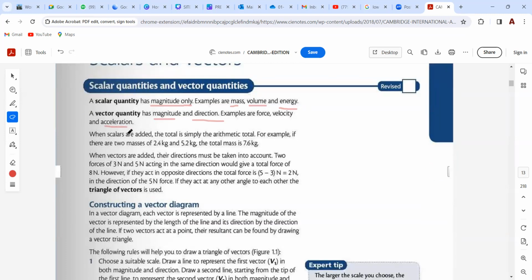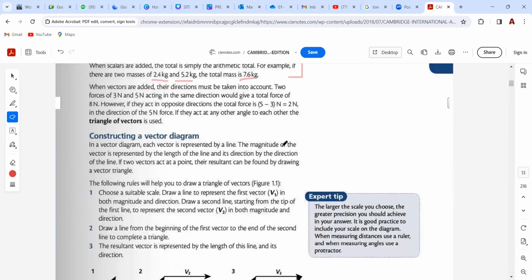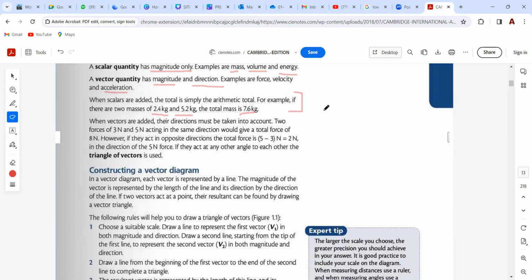Okay. When scalars are added, the total is simply the arithmetic total. For example, if there are two masses, 2.4 kg and 5.2 kg, the total is 7.6. You just add them. Scalars की addition तो बहुत आसान होती है. Simple addition. But vector addition is a little complicated. When we talk about vector addition, there are two major methods that we follow: the parallelogram method and the head-to-tail rule. ठीक है? I hope you are aware of these terminologies. So these are basically two major vector addition procedures that we follow.